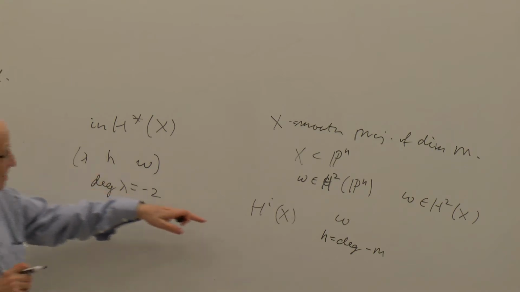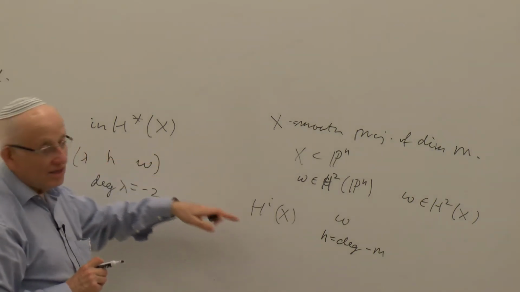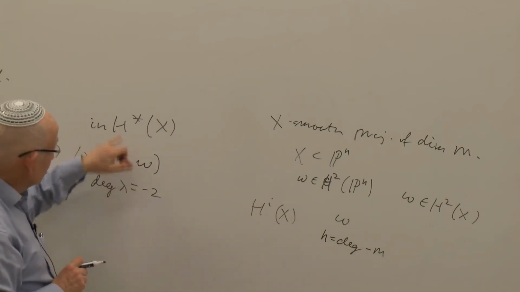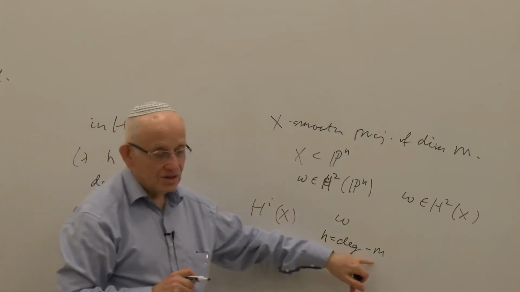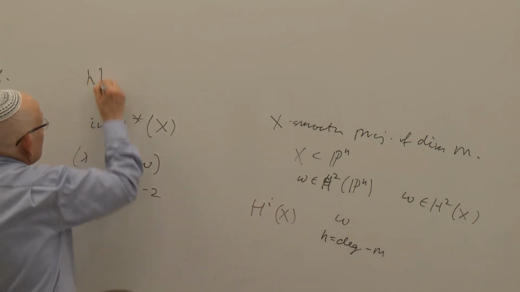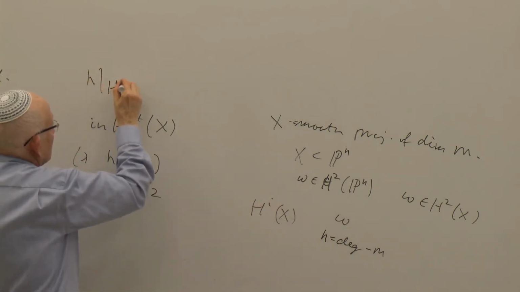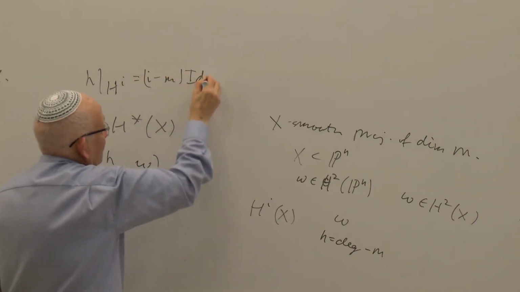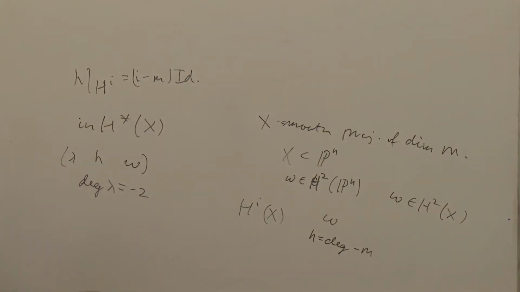So we consider the cohomology of X. It is a graded thing. So we consider here the following operator. Operator H is essentially the grading shifted by m. So H restricted on H^i is equal to i minus m times identity. Then the claim is that there exists an operator of degree -2 such that they form an SL2 triple.